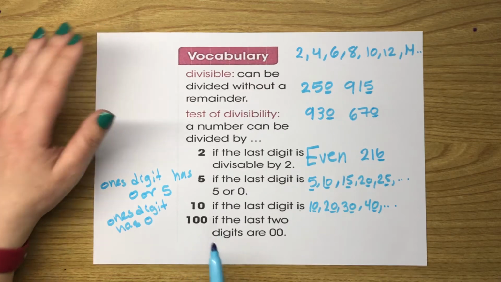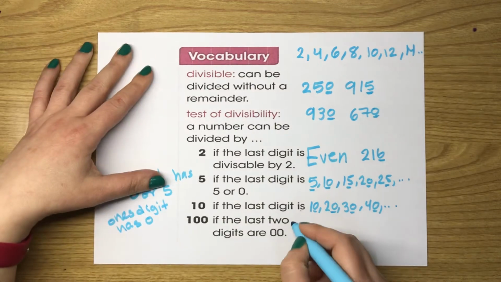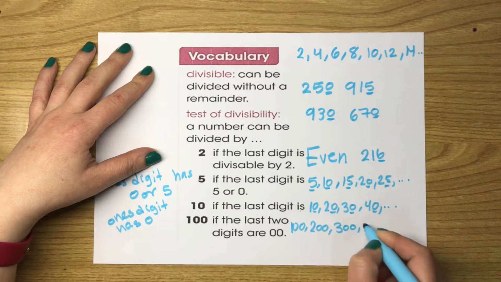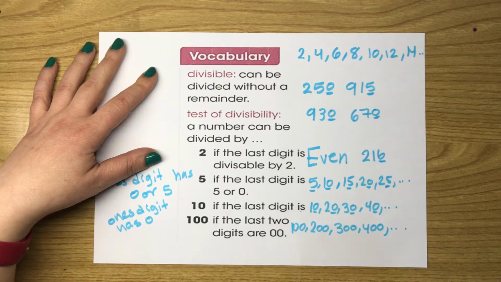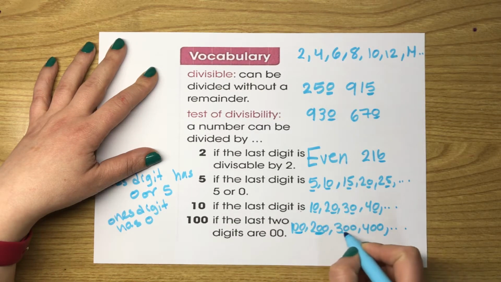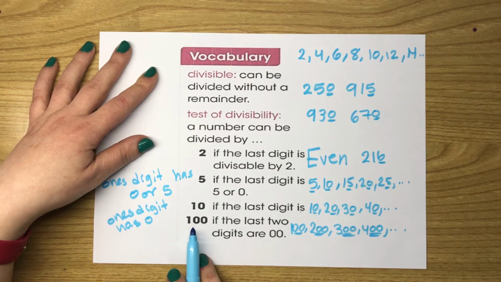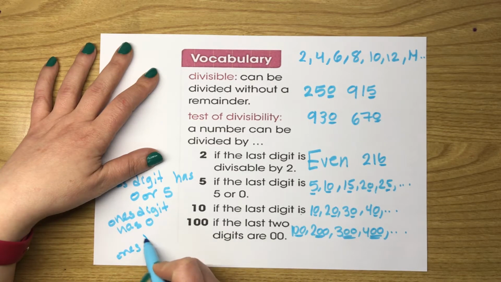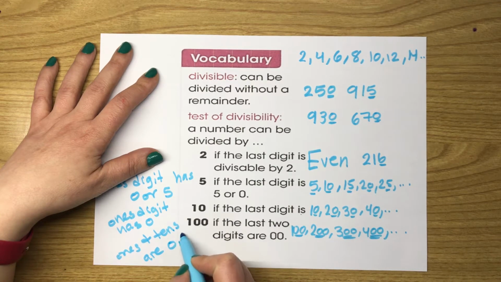Multiples of 100. Let us have a look at the multiples of 100: 100, 200, 300, 400. What do you notice about the multiples of 100? The ones and the tens digits must be 2 zeros. So, to know if a number is divisible by 100, the ones and tens digits are 0, 0. Okay?